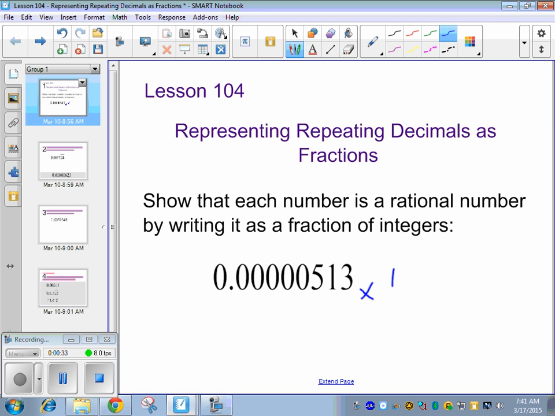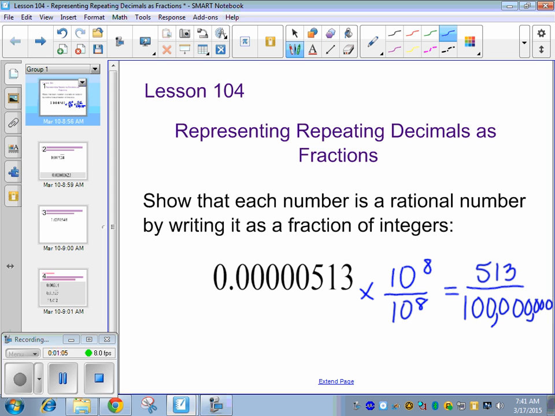So I'm going to multiply by 10 to the 8th, but we need to multiply by 10 to the 8th over 10 to the 8th, because then I'm really multiplying by 1. Okay? And this is going to make it a fraction. So if I multiply by 10 to the 8th, this moves the decimal all the way over, so we have 513 in the top. And then in the denominator, we're just going to have 10 to the 8th, which is 8 zeros. 1, 2, 3, 4, 5, 6, 7, 8. So 100 million.